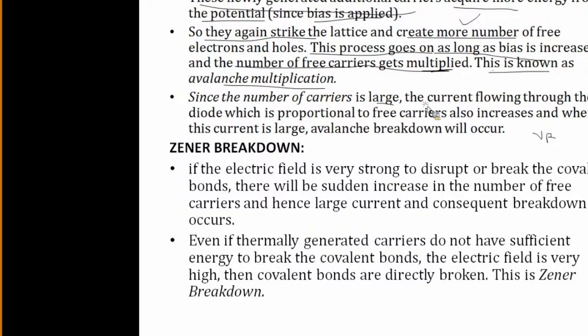Since the number of carriers is large, the current flowing through the diode, which is proportional to the free carriers, also increases. And when this current is very large, the avalanche breakdown will occur. I hope this avalanche breakdown is clear. Okay. Now, what is Zener breakdown?